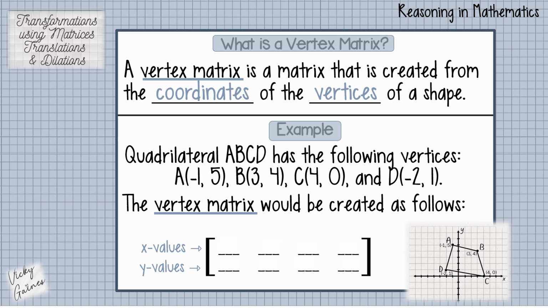Here's a format. So A, the x value is -1, the y value is 5. B, x value is 3, y value is 4. Point C, x value is 4, y value is 0. And point D, x value is -2, y value is 1. So there's our vertex matrix, and we're going to be using it in the example coming up.